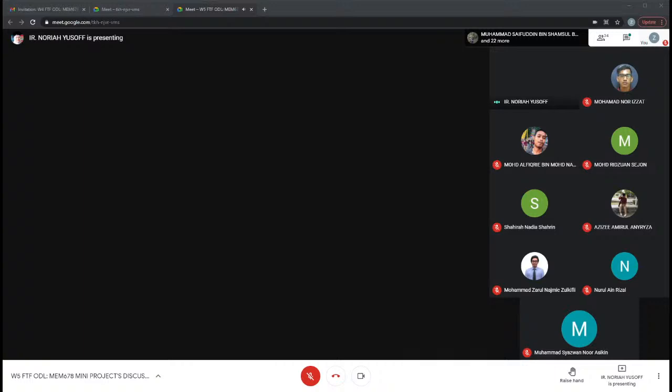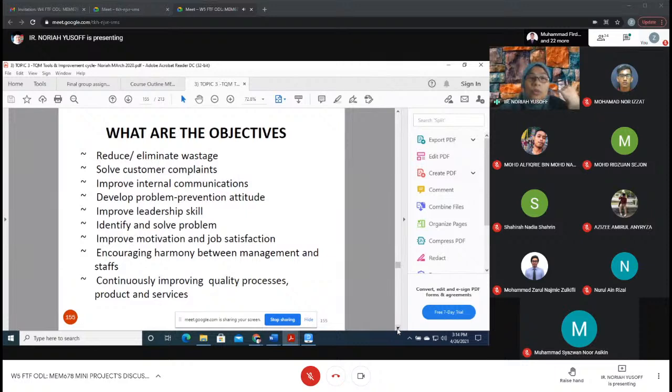Also can. So you want to develop the problem prevention attitude. How do you want to do that? Let's say your objective this time is to conduct training so that all the target personnel you would like to have in-house will have the same mentality, the same thinking, so that they can execute the task accordingly. To improve leadership skill, provide training, identify and solve problems. These are the things that will guide you on how to start off with your QCC project though.